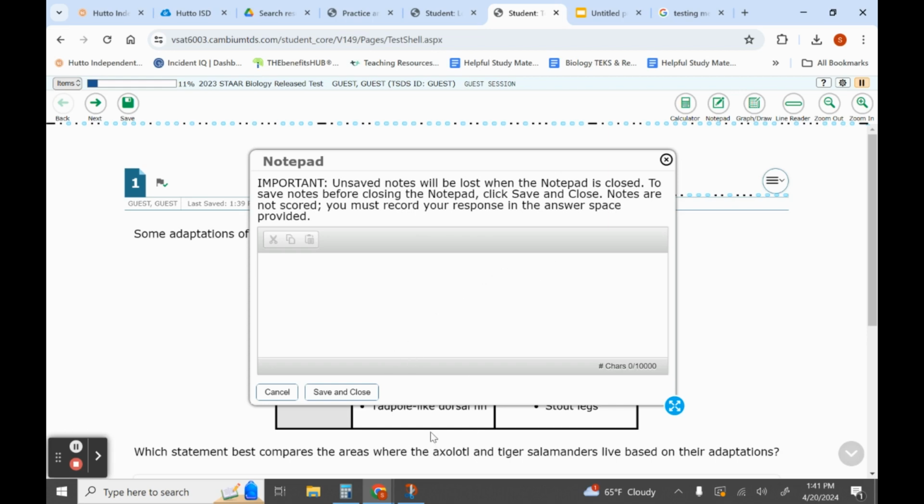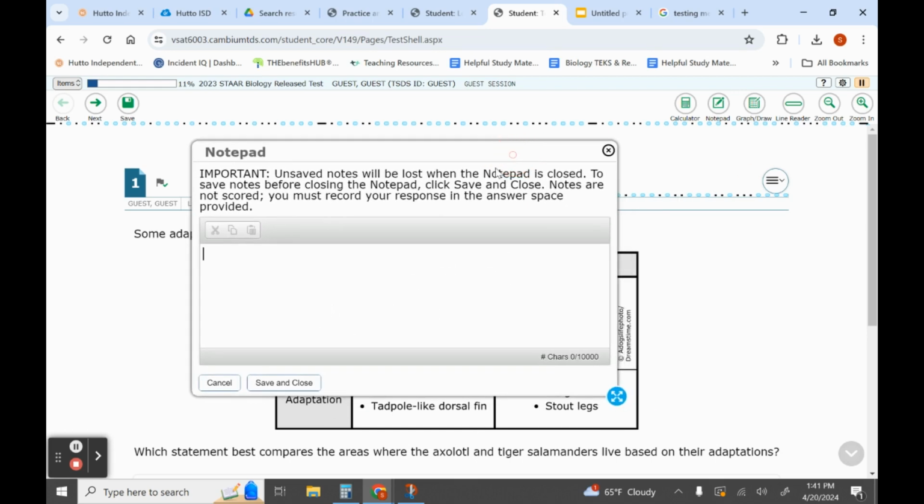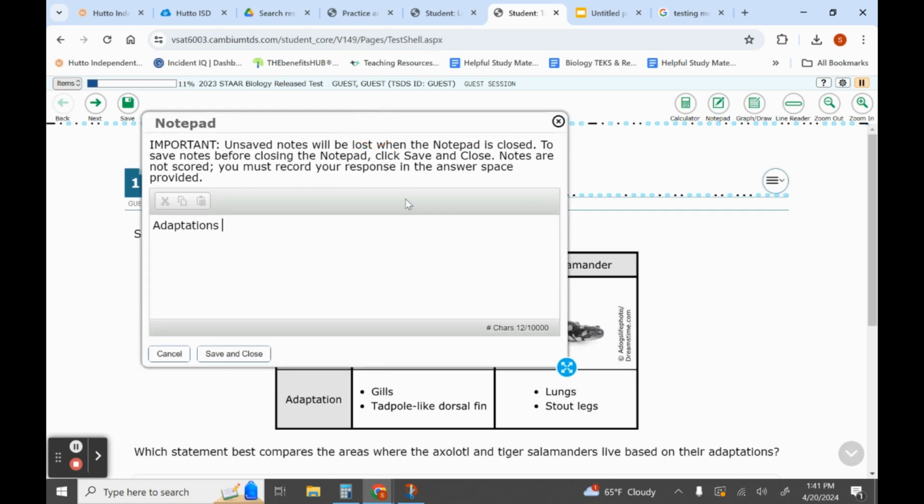So I'm gonna come here, make a little note to myself. Well, the question is asking about their adaptations. So one has gills and a fin. And I start thinking about, well, what else has gills and fins? If you have gills and fins, fish normally do. They're normally going to be underwater. So I know that the axolotl is going to be around some type of body of water. It's going to be underwater because it has gills.